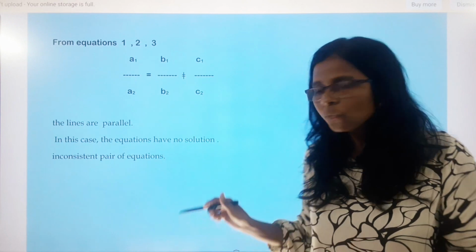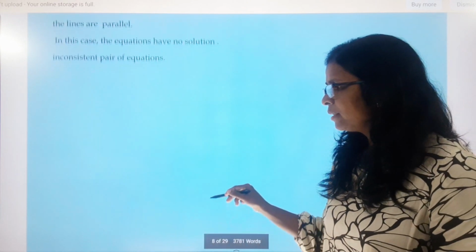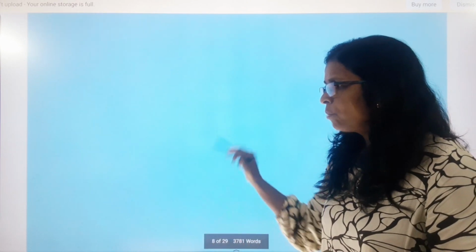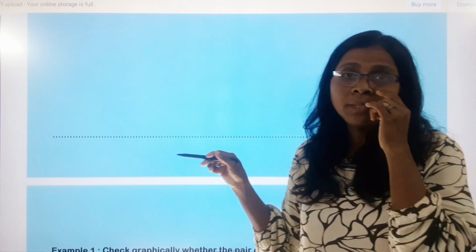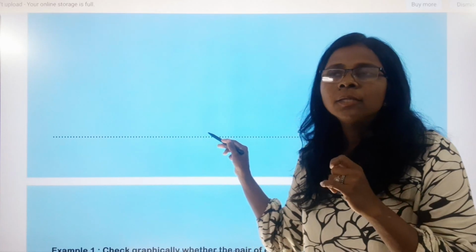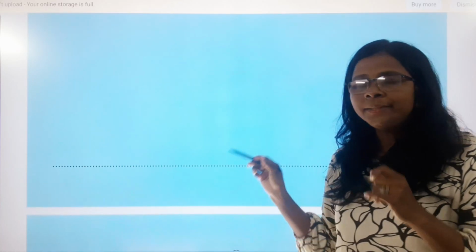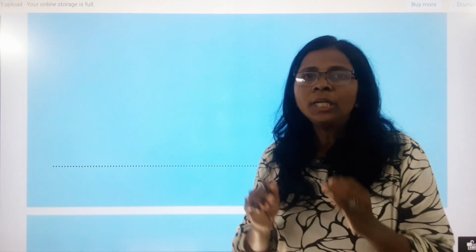Okay, students. So now here, without drawing the graph, we can conclude whether a pair of linear equations in two variables is consistent or inconsistent.